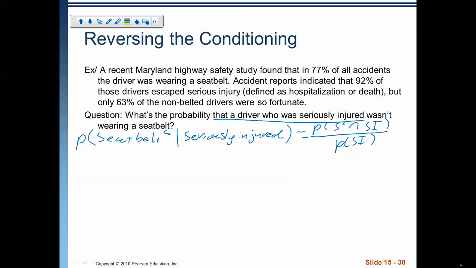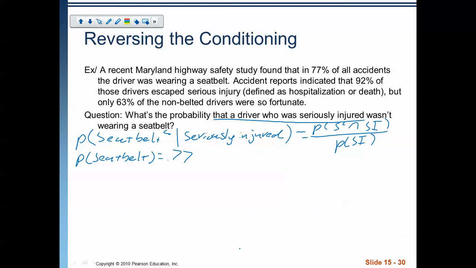Let's look at the other information we have. A recent Maryland highway safety study found that 77% of all accidents, the driver was wearing a seatbelt. So that means P of seatbelt equals 0.77. Agree? Because there's no information about people being injured up there. It's just that this many people were wearing a seatbelt in an accident.